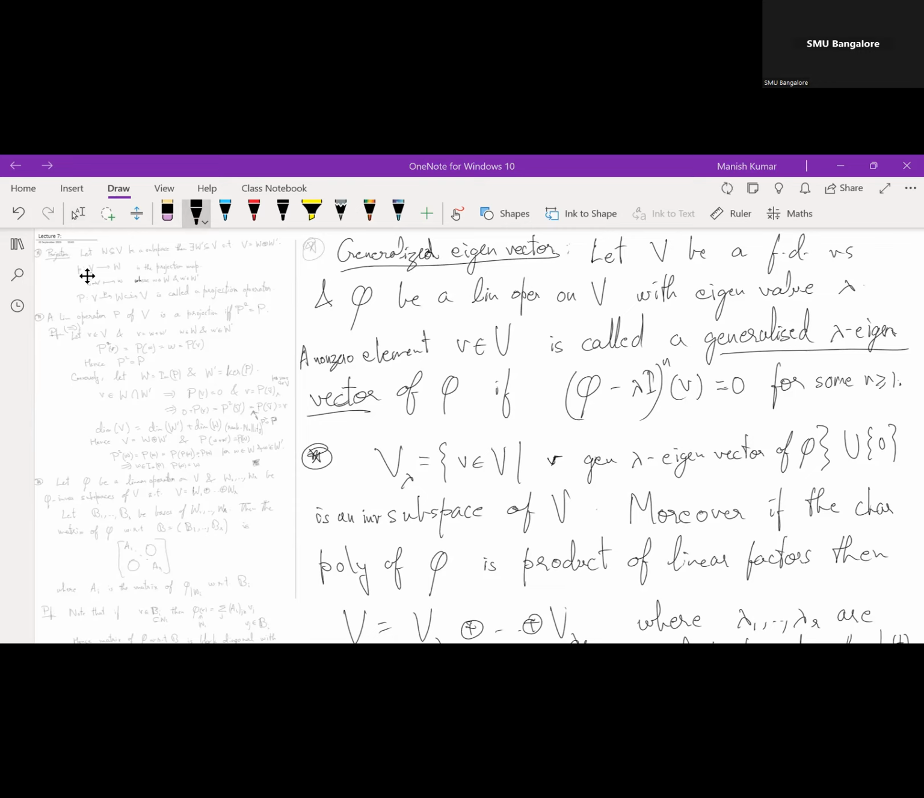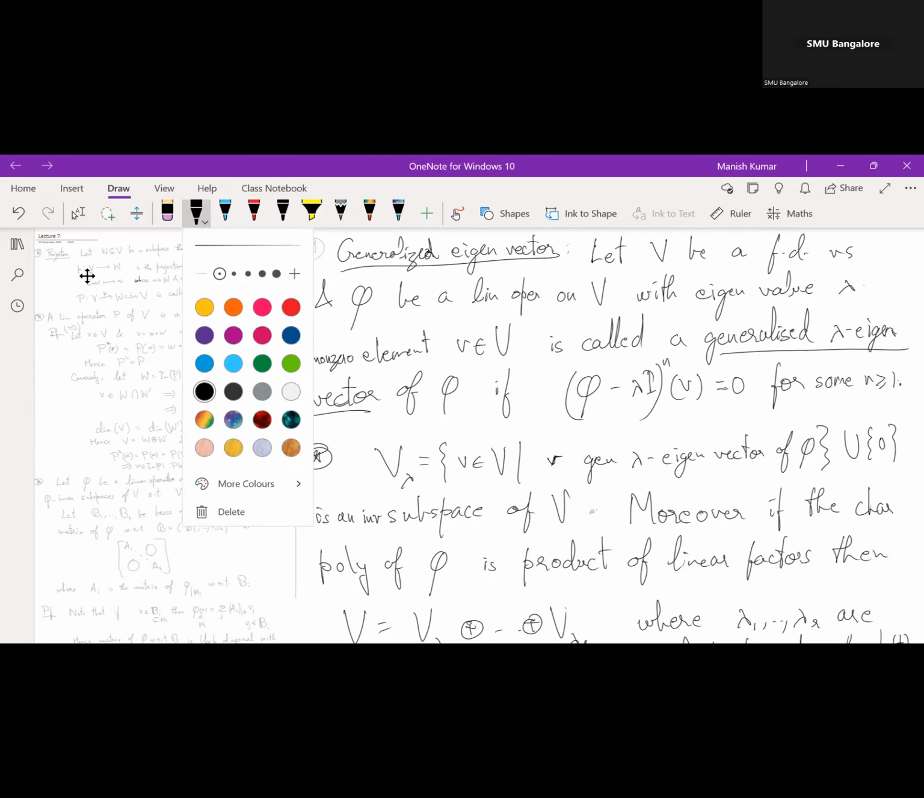So V is given to you, and phi is a linear operator. If you look at the set of generalized eigenvectors and throw in 0, then it becomes an invariant subspace, like the eigenspace as well. The eigenspace is also an invariant subspace. So you can think of it as a generalized eigenspace, and this is also an invariant subspace.